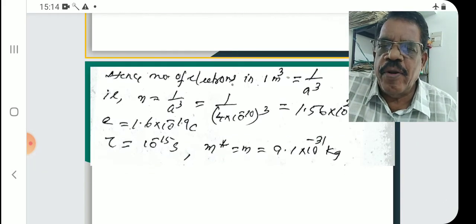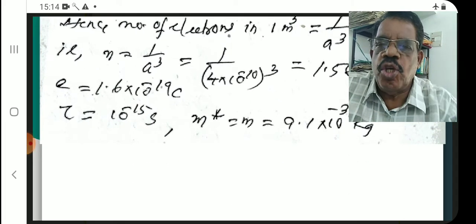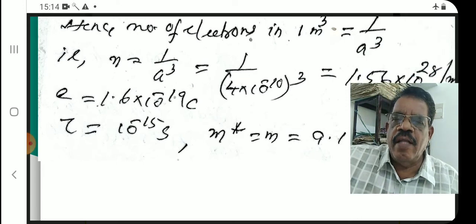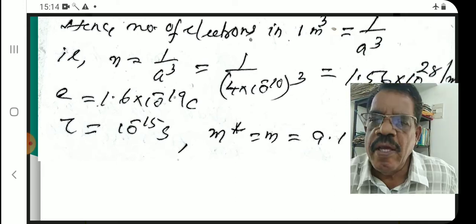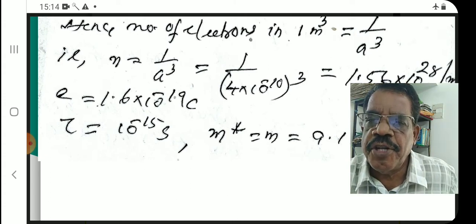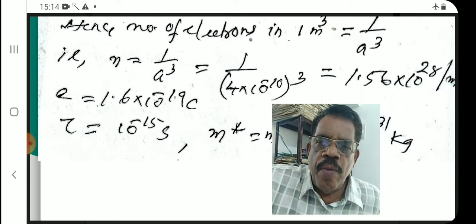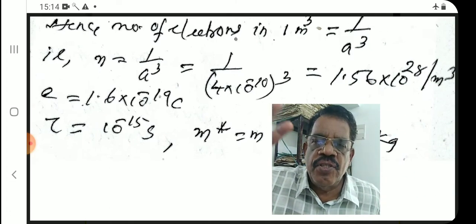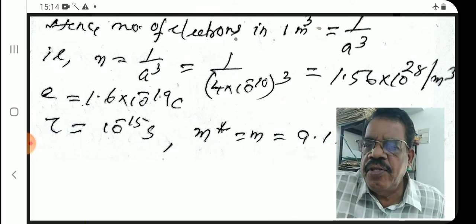So what is the number of electrons in 1 meter cubed? We have to divide 1 by the unit cell volume, 1 by a cubed. n is 1 by a cubed. a is 4 angstrom, therefore we write 1 by (4 into 10 raised to minus 10) cubed. That gives 1.56 into 10 raised to 28 per meter cubed. That is the electron density.